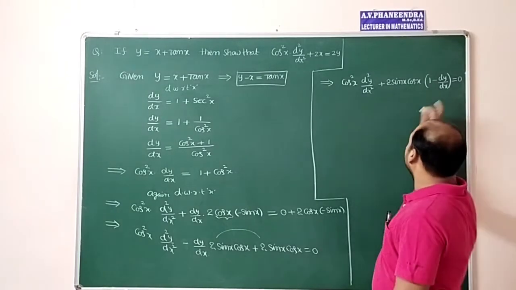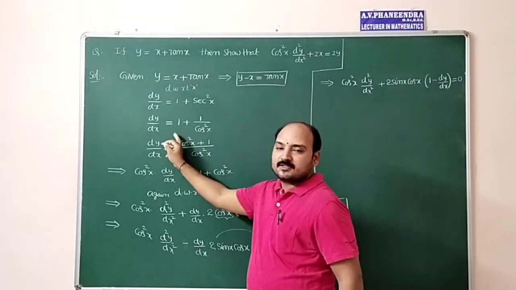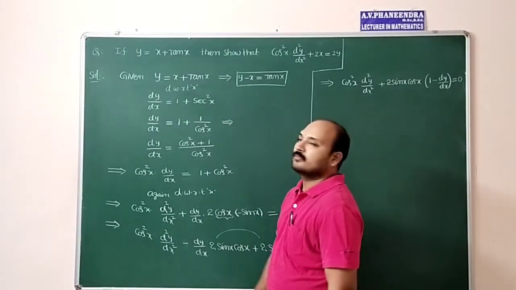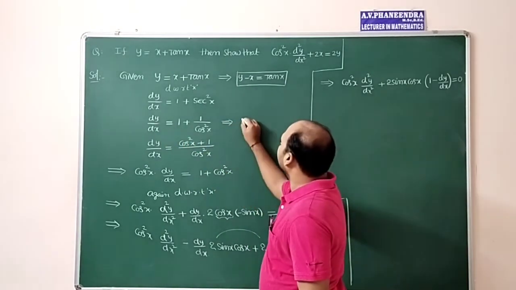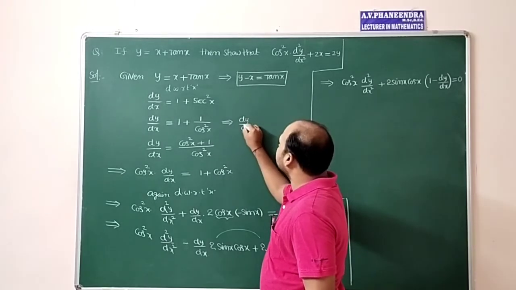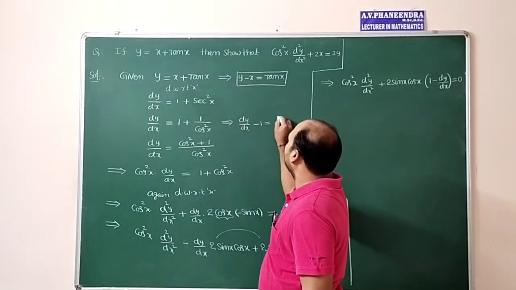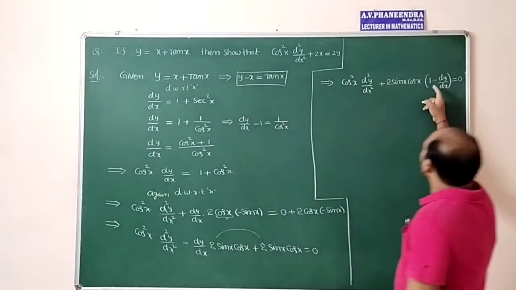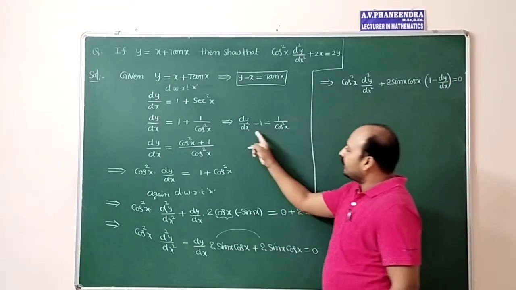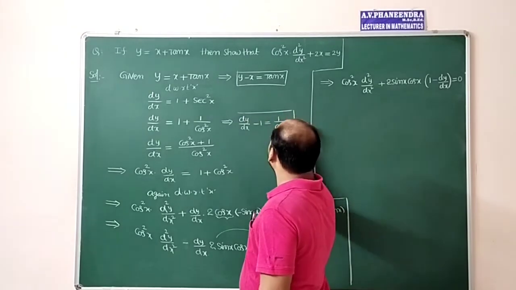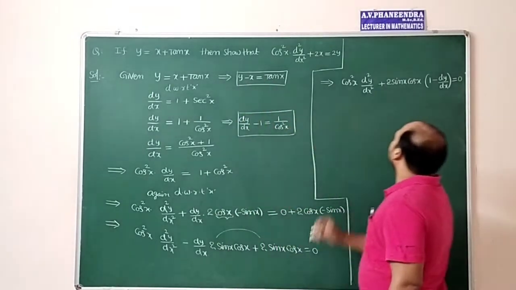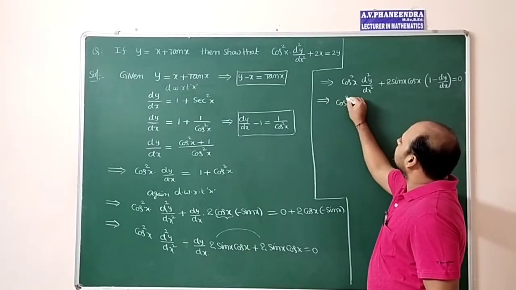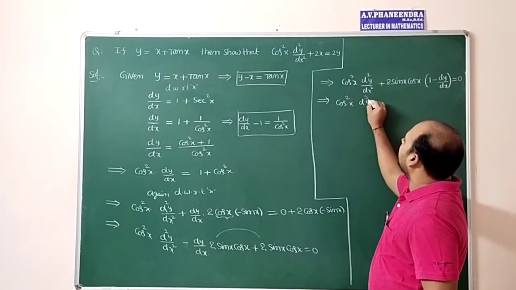So here from this, 1 we can take outside. Dy/dx minus 1 is equal to 1 by cos² x now. But here 1 minus dy/dx, that means the interchange of this one. Here cos² x into d²y/dx².